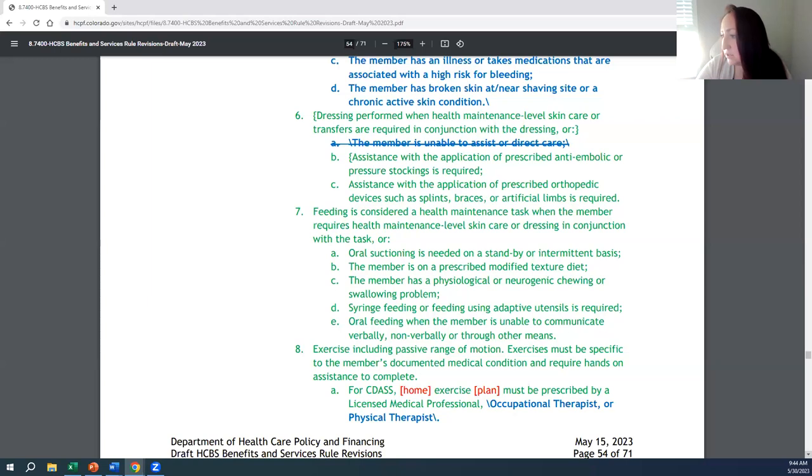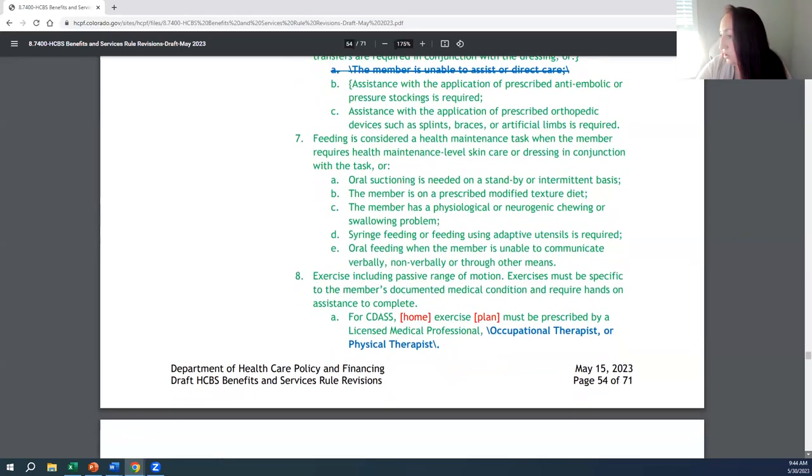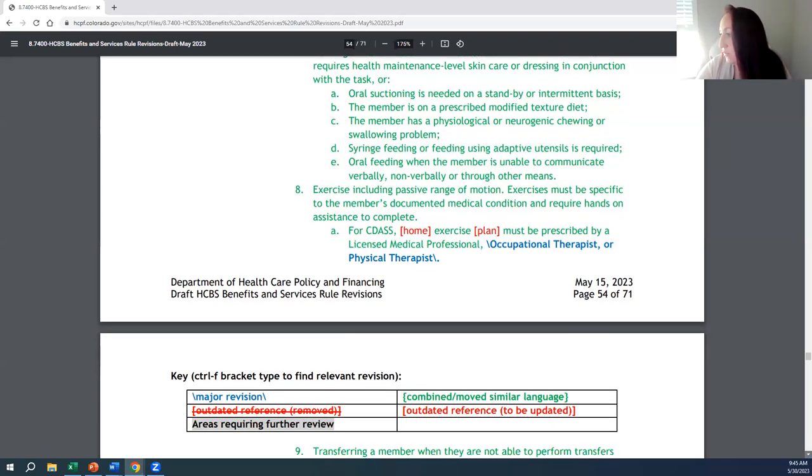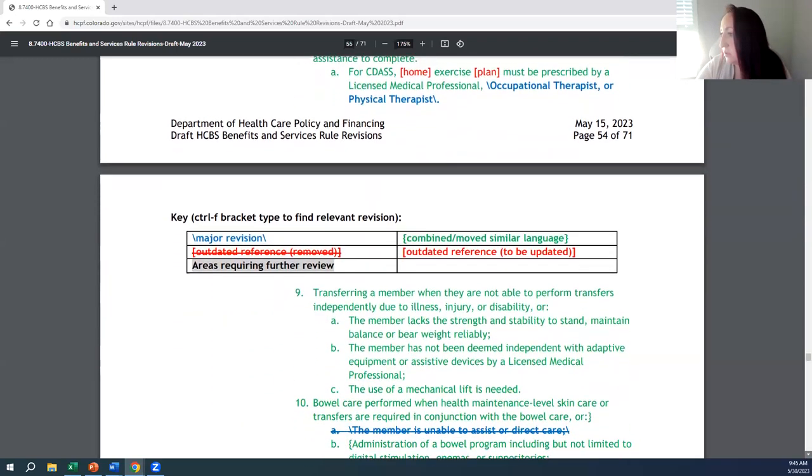8, exercise, including passive range of motion exercise, must be specific to the member's documented medical condition and require hands-on assistance to complete. A, for CDOS, home exercise plan must be prescribed by a licensed medical professional, occupational therapist, or physical therapist.